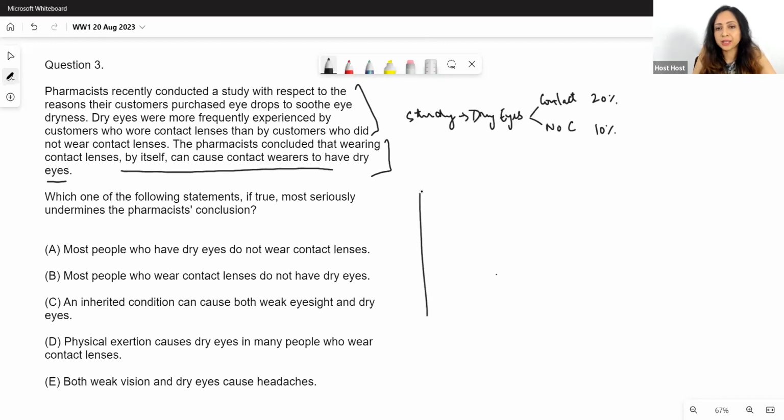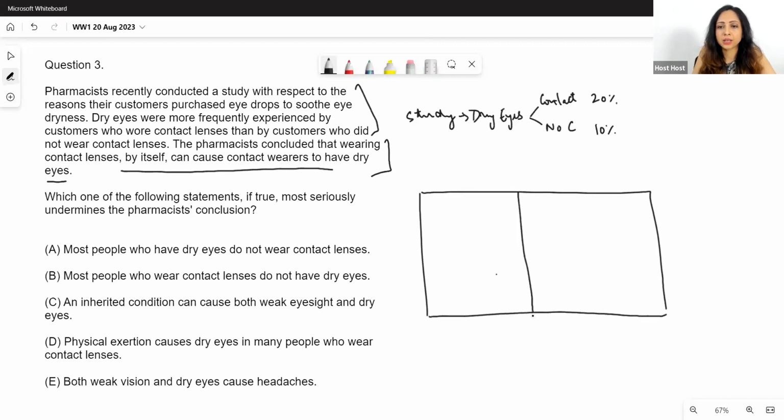So I'll explain it to you using a diagram. Again, let's use our sets diagram. Again, I say that there are two types of people, the ones who wear contacts and the ones who do not wear contacts, right? Now, I know that 20% of these have dry eyes, whereas here I know only 10% have dry eyes.